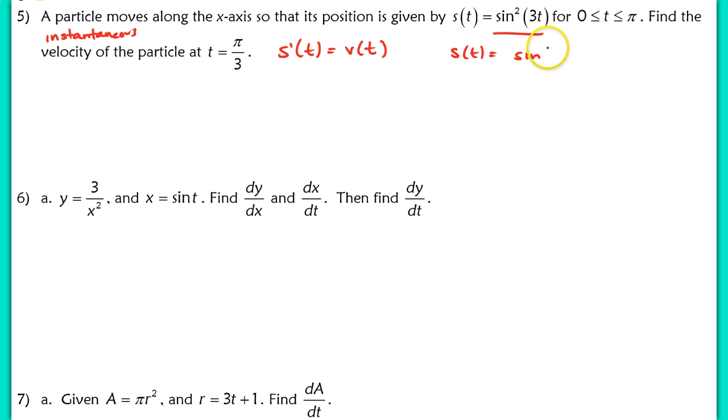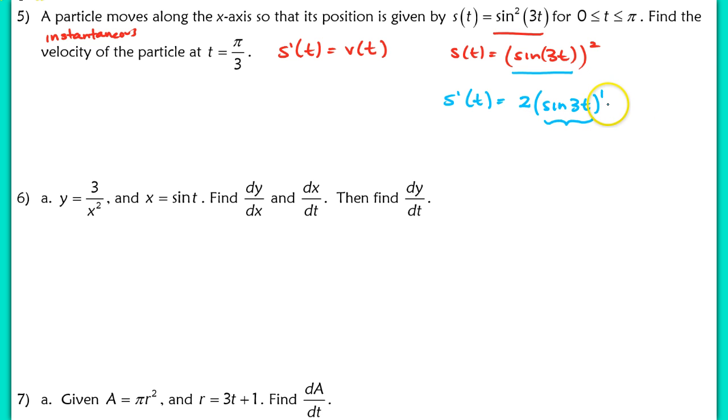Now I'm just going to rewrite s of t a little bit differently. Instead of writing it as sine squared, I'm going to write that as (sine of 3t) squared. Okay, now when we take the derivative, the outermost function here is really something squared. So to take that derivative, we first work on differentiating something squared. So we have 2 times the sine of 3t raised to the 1st power. Okay, now we work on taking the derivative of the inside term.